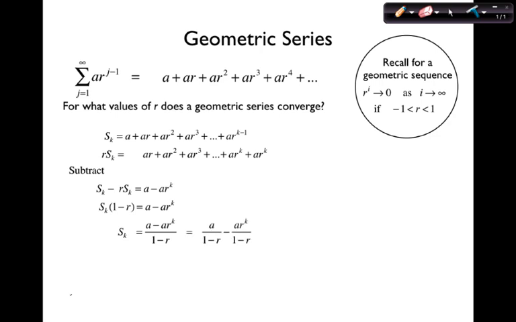Okay, and I'm going to split that apart into two fractions. So we take A over 1 minus R minus AR to the K over 1 minus R. Split that apart.